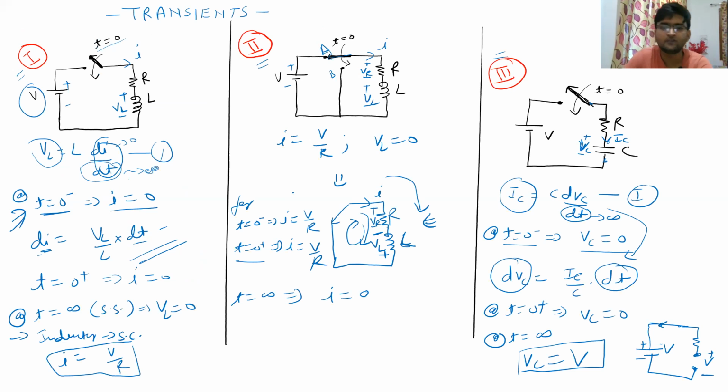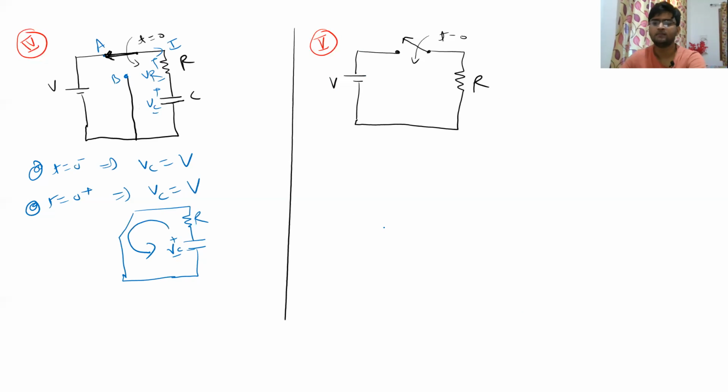In the previous case, what was happening? In the inductor case, the current was remaining in the same direction, but the voltage across the inductor was reversing. But here, the voltage across the capacitor is remaining the same, since a capacitor does not allow sudden change in voltages, but the current direction is reversed, and that is why the voltage across R is also reversed, right? So this is how it will happen.